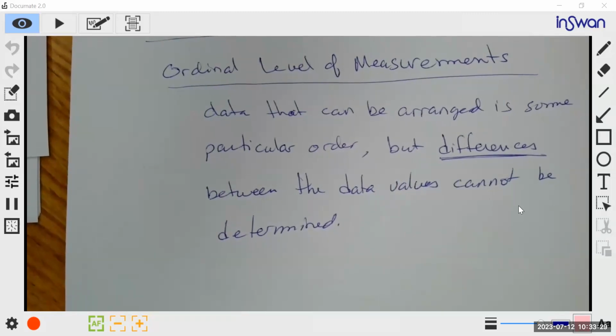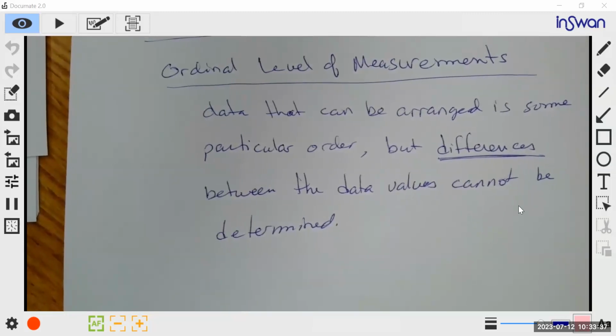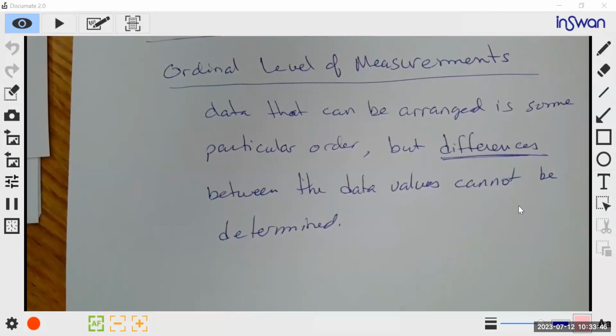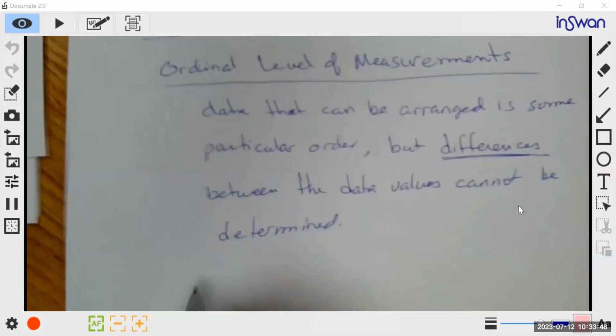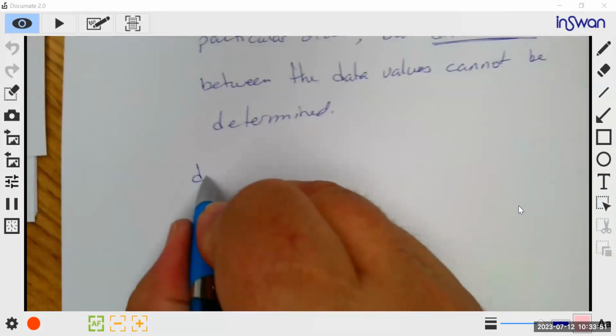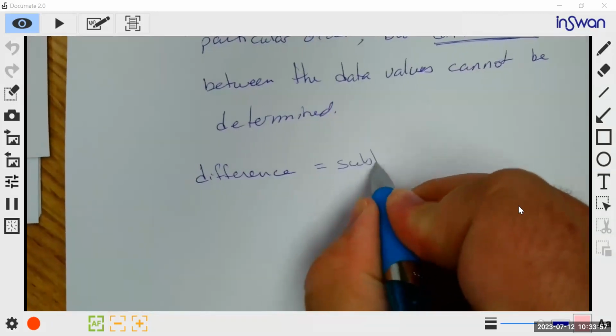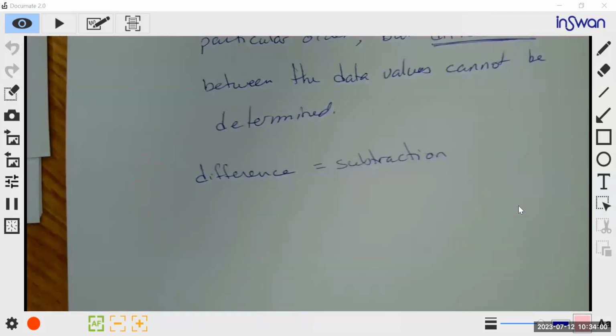The tricky word there is differences. What does it mean, differences? Is there another definition of difference? Let's think mathematical. Subtraction. What this one means, in other words, yes, we have ordinal levels of measurement. We have ordinal data. They're numbers. But they cannot be subtracted.